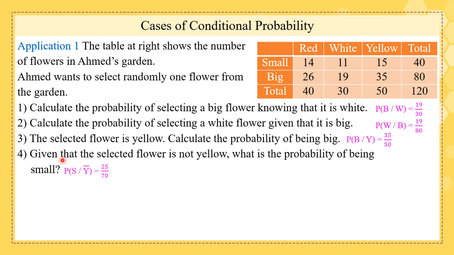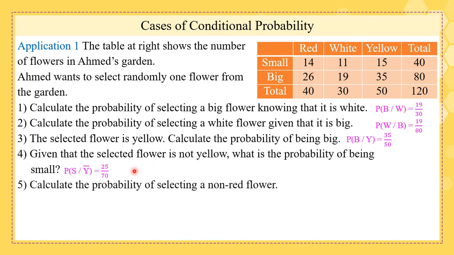This is also conditional. So given that the selected flower is not yellow, this is yellow bar, we need the probability of being small. So we have to come to the yellow bar sections, which are the red or white. From this section, we need to choose a small flower, so it will be 25 over 70. Now calculate the probability of selecting a non-red flower. Pay attention. Now this is not conditional.